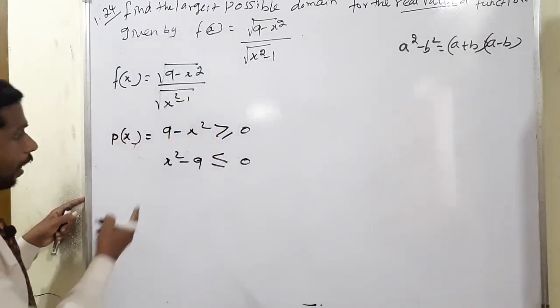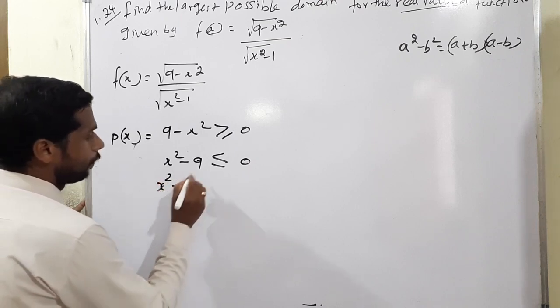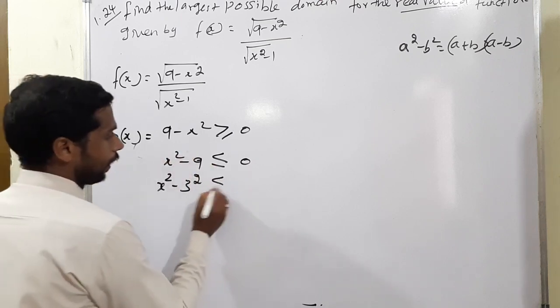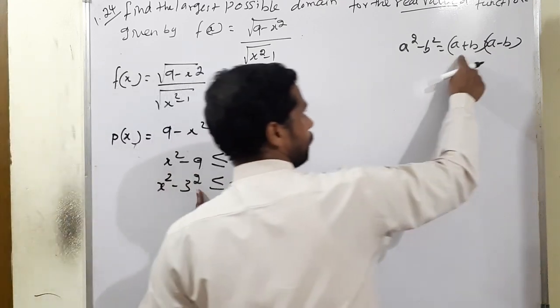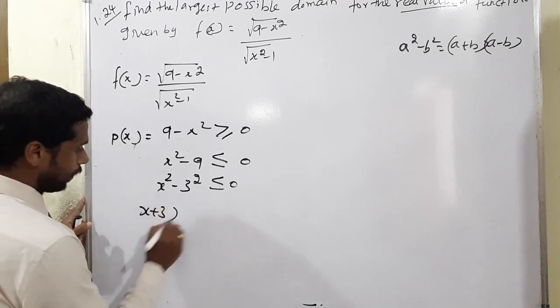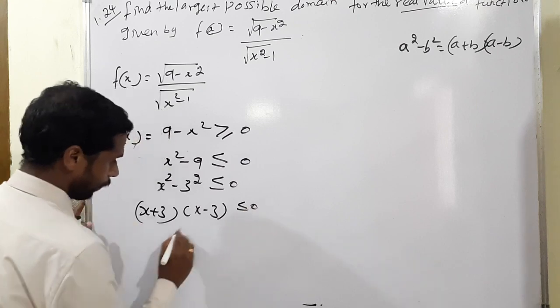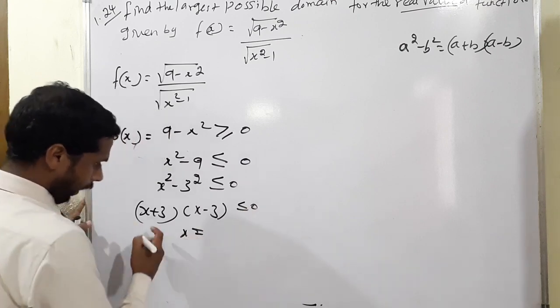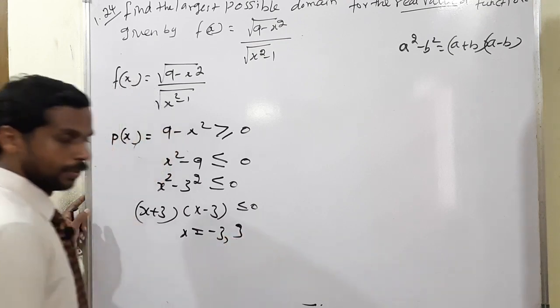Therefore, how to convert this line? Rearrange. So x square minus 9, we can write 3 square, again less than or equal to 0. Therefore, a square minus b square is a plus b into a minus b. So we can write it as x plus 3 into x minus 3 less than or equal to 0. Therefore, x is equal to minus 3 and, for the other, positive 3.